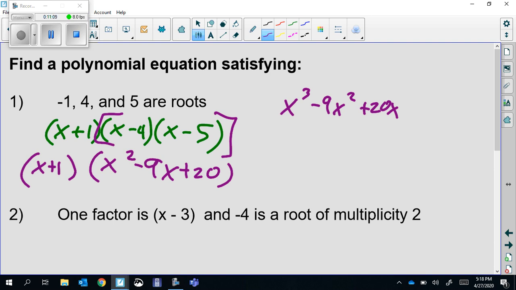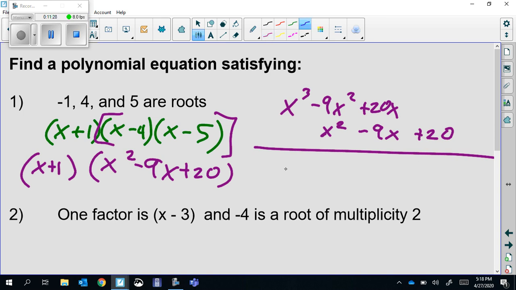A little trick, if you have a lot of terms here and you want to line them up, just offset them by one space. This normally works out unless you're missing powers here. So distribute the 1, we get x squared minus 9x plus 20. And then all of our like terms lined up, and we get x cubed. This is positive 1, that's negative 9, so that's negative 8x squared plus 11x plus 20.